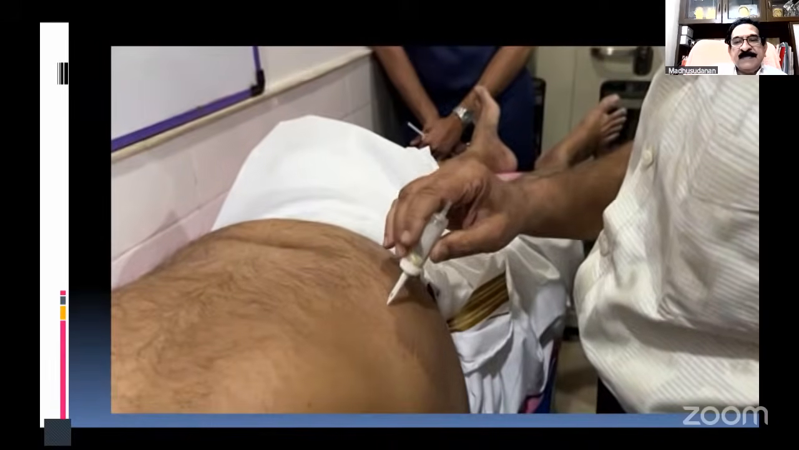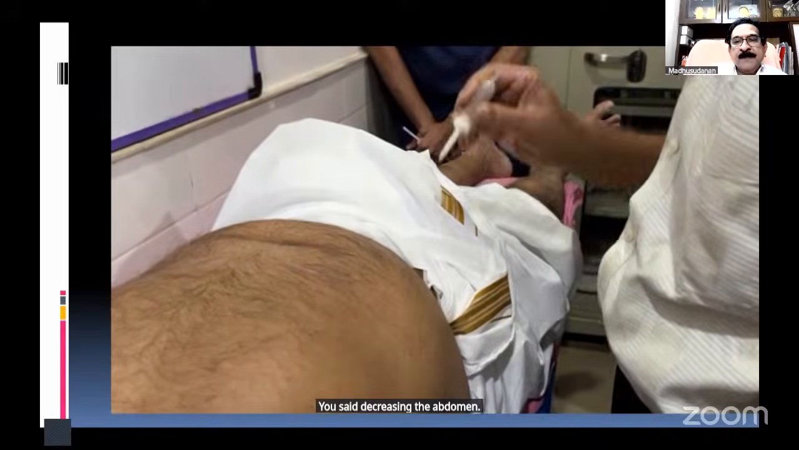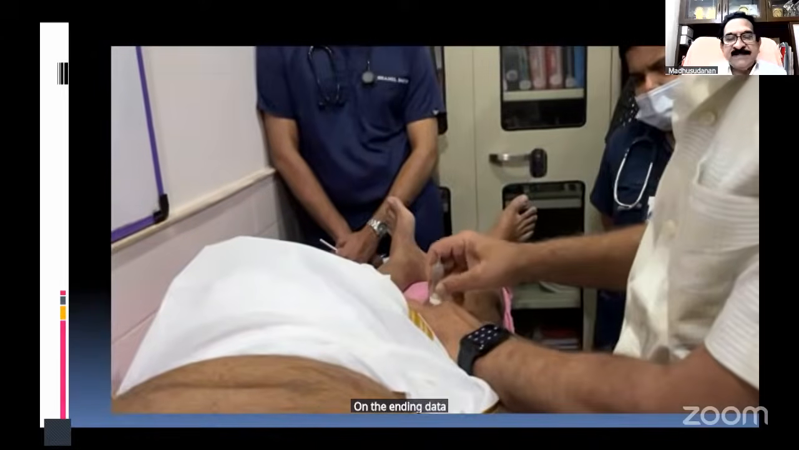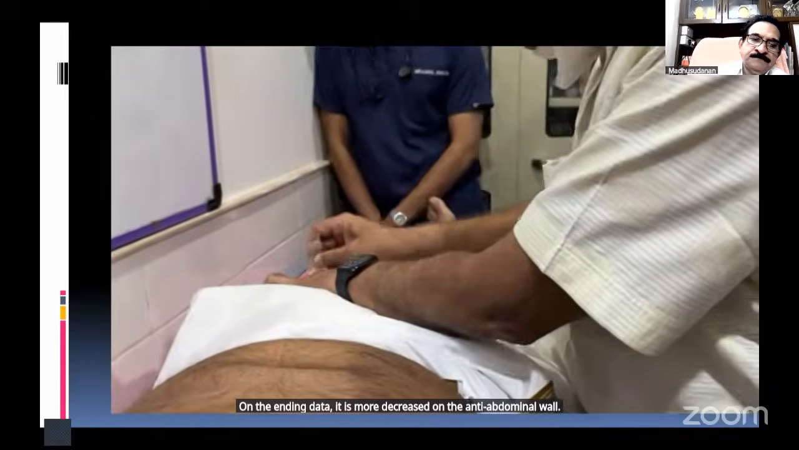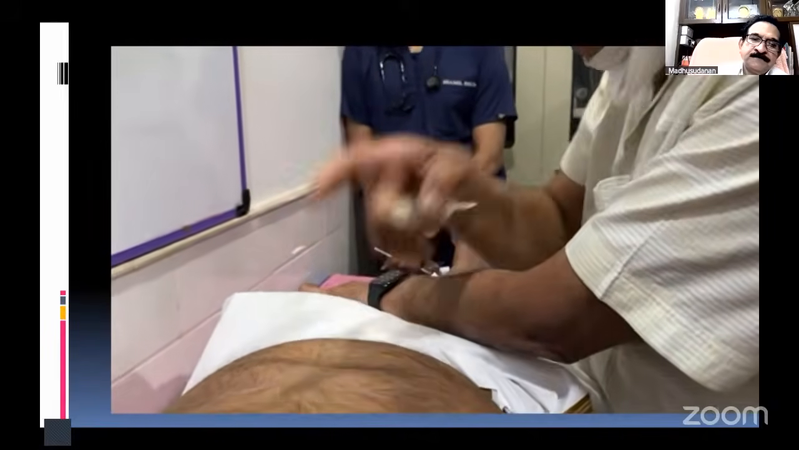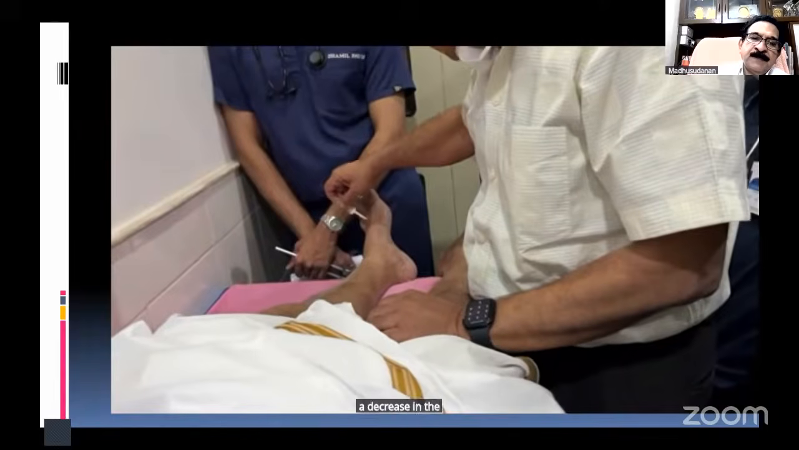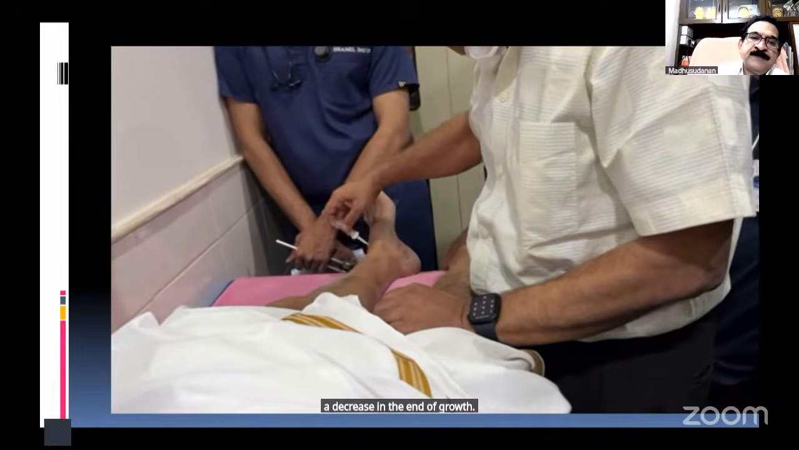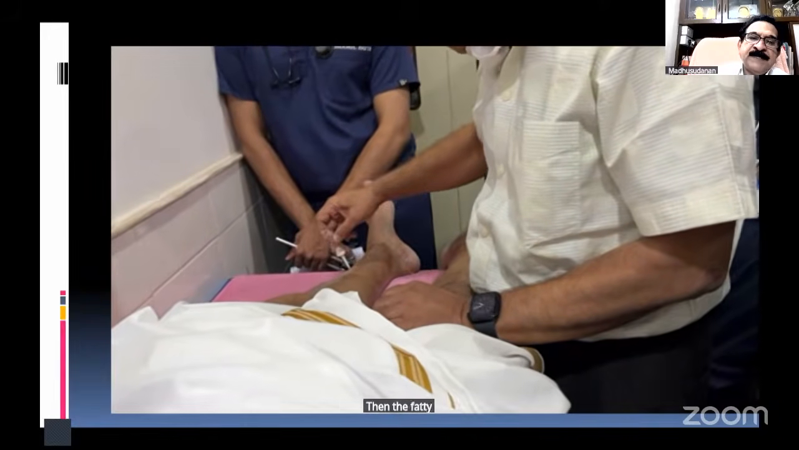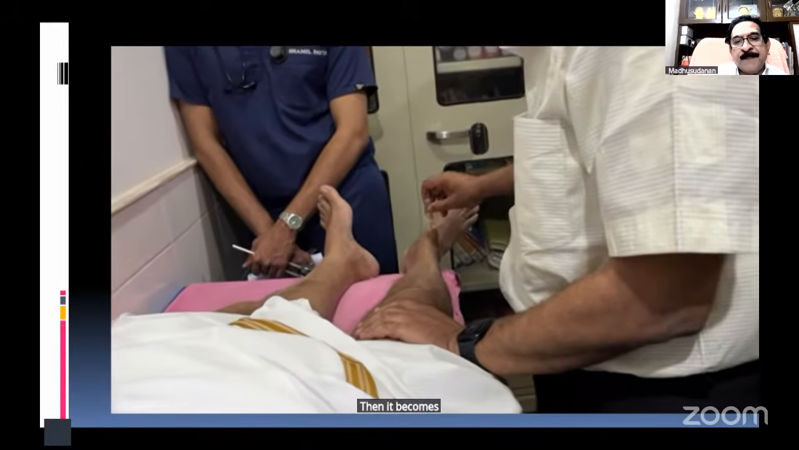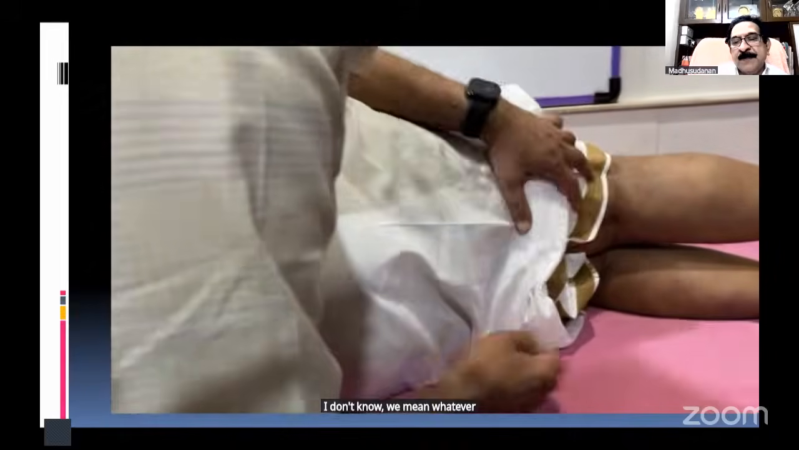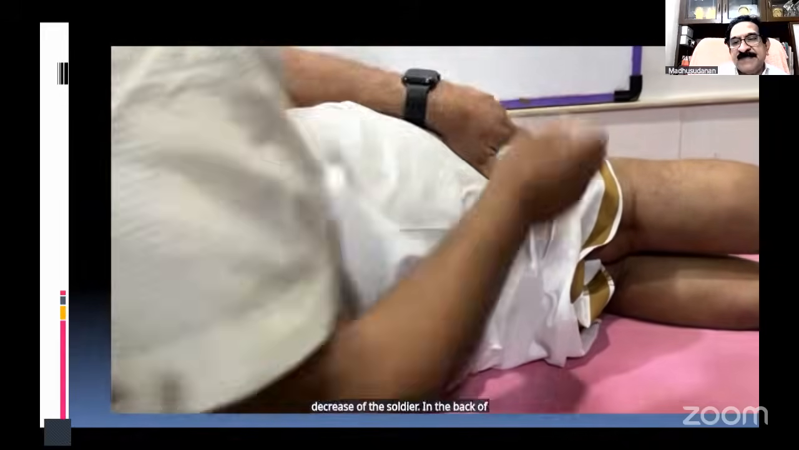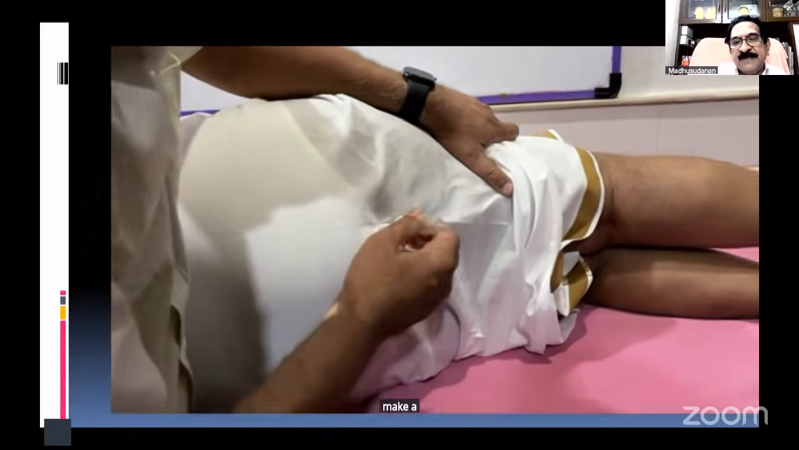He said there is a decrease in the abdomen. On the anterior thigh it is more decreased, and in the anterior abdominal wall there is a decrease. Then the feet are decreased in the distal part, and there it becomes normal. Decreased on the sole, in the back of the thigh, and also in the gluteal region.